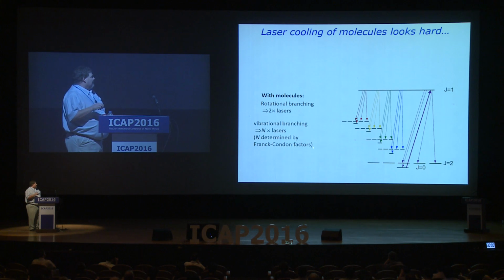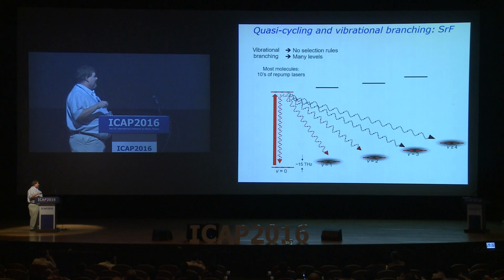In addition, there are vibrational states in the molecule, and an excited state of the molecule in general can decay into many different vibrational states. And here there are no selection rules. There's simply numerical factors called Franck-Condon factors that determine how many vibrational states you can branch into, and typically the answer is many. So it's very hard to imagine scattering the huge number of photons needed for cooling and trapping, or at least it was until recently.